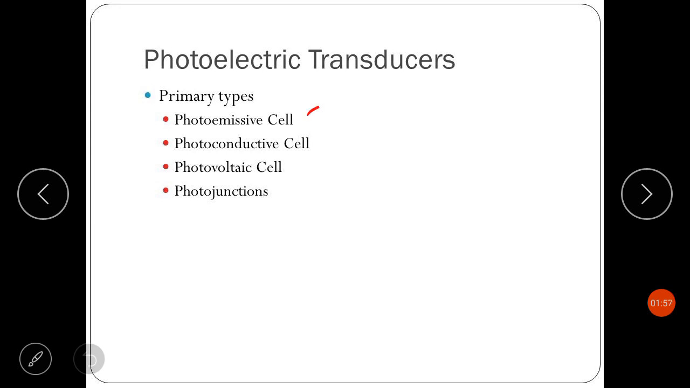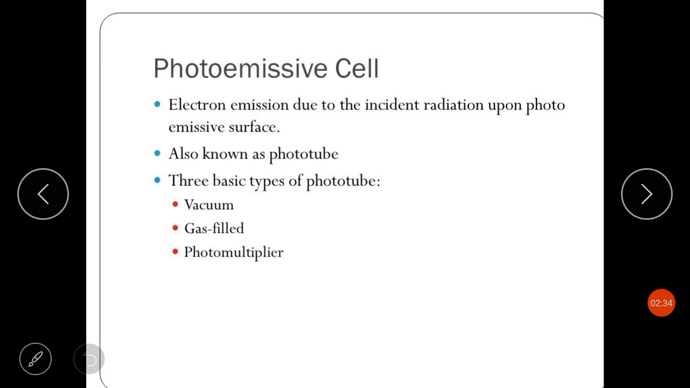There are many types of photoelectric transducers. They are the photoemissive cell, photoconductive cell, photovoltaic cell and photojunctions. Under photojunctions you will study photodiodes and phototransistors. The photoconductive cell, phototransistors and photodiodes fall under the category of semiconductor photoelectric transducers. Here you're going to study different types of optical transducers, each using different mechanisms. So first we'll start with the photoemissive cell.